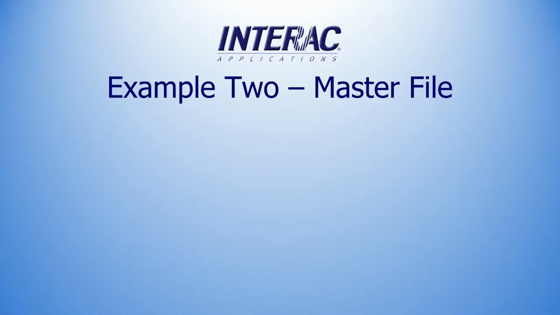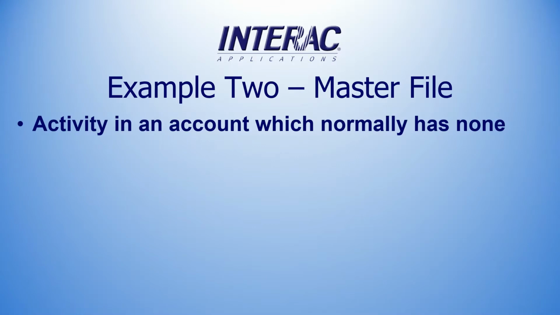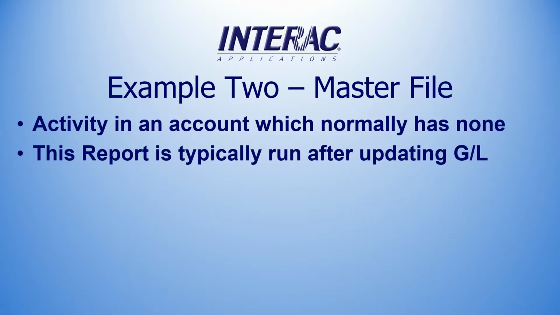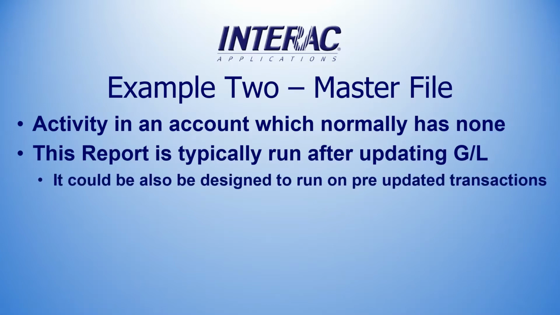In our second example, we're going to run a report off a master file. We are going to go to General Ledger and print a report which has activity in an account which normally does not have activity in a given month. This report is typically run after updating General Ledger, and you could design it to run off pre-updated transactions, but we want to look at a master file example.